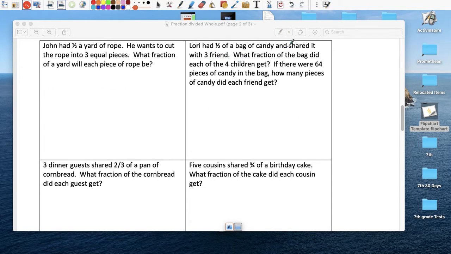Laurie had half a bag of candy and shared with 3 friends. What fraction of bag did each of the 4 children get? Okay, so it's 3 friends plus her. Okay, so half a bag. Again, here's a bag of candy. Let's draw half. So we have half here. Half a bag of the candy, full of candy, Halloween candy.